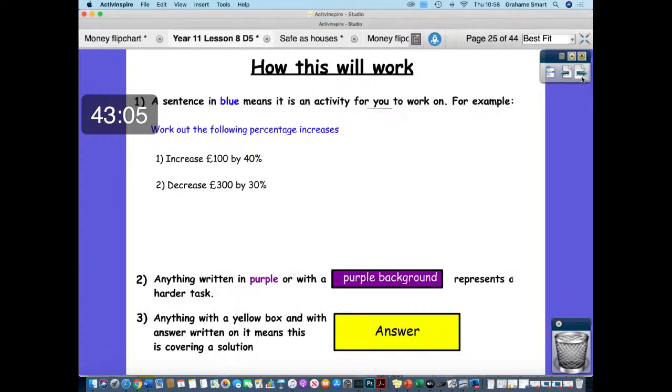How does it work? Anything in blue is something for you to have a go at, so work out the following percentage increases and decreases. First one, increase £100 by 40%. Second one, decrease £300 by 30%.